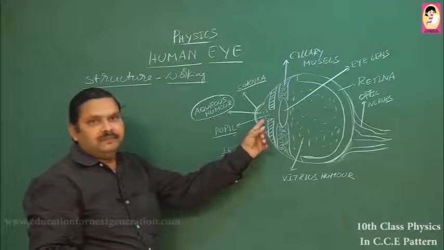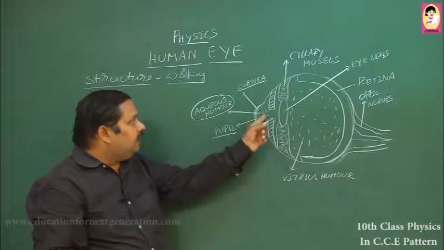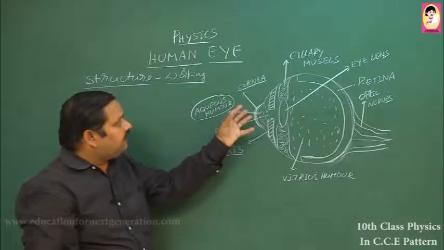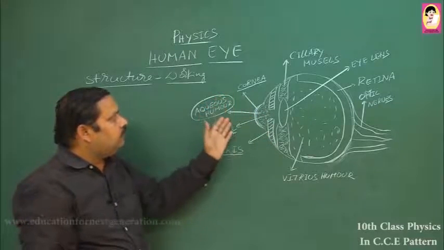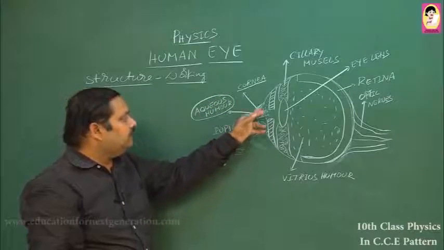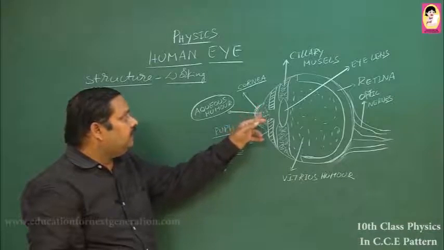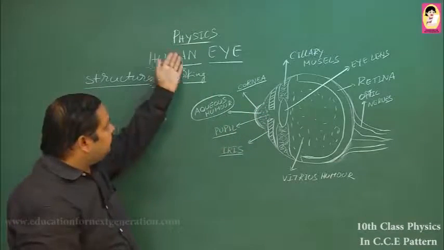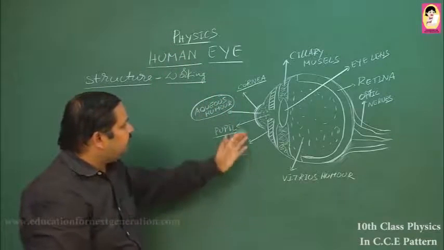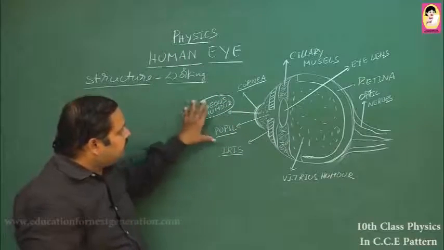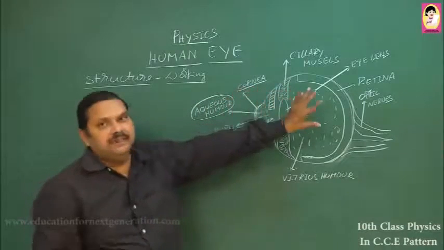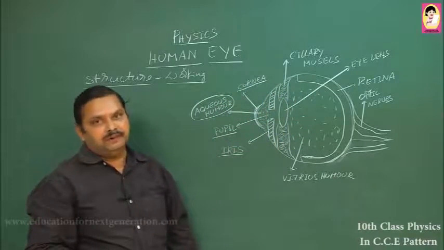First one is, along with cornea it acts as a convex lens, and most of the convergence of light takes place outside the eye only. That means in the cornea and aqueous humor most of the convergence takes place. The light rays coming from all directions will be incident on the cornea, and they will be channelized through the small opening called pupil.